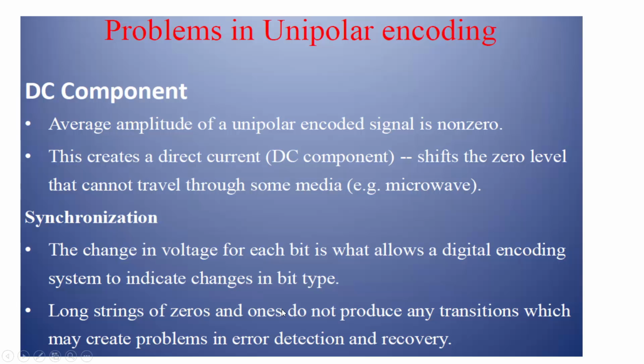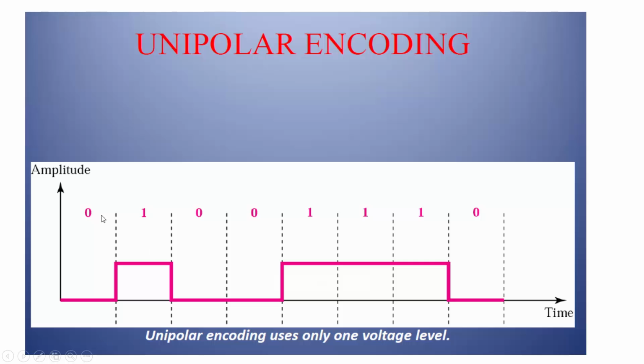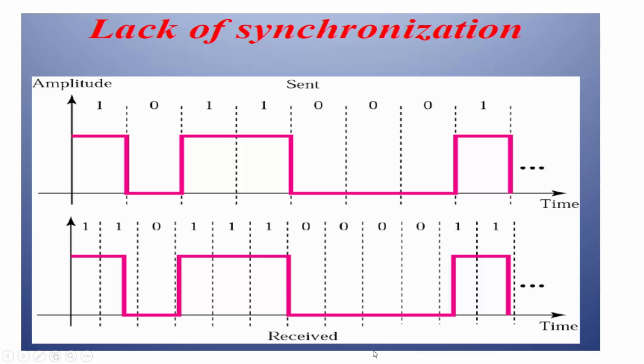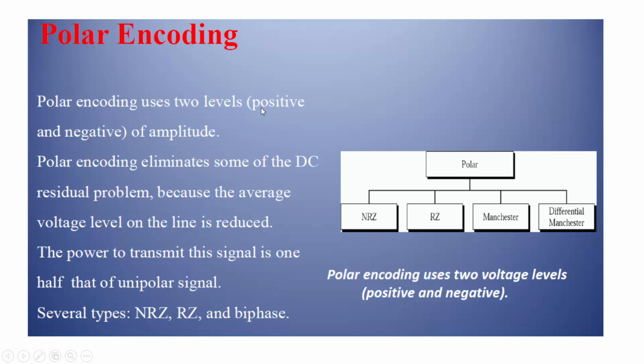Long strings of zeros and ones. If a bit stream involves long zeros, I mean there can be 1,000 zeros, it will be difficult to achieve the kind of synchronization required. Long strings of zeros and ones do not produce any transitions in the unipolar encoding scheme, which may create problems in error detection and recovery. So lack of synchronization. This diagram shows the transmitted signal and the received signal. So there can be a problem of synchronization in the unipolar encoding scheme. Now let us look at the polar encoding scheme.